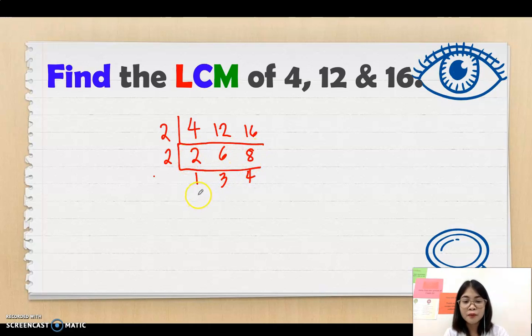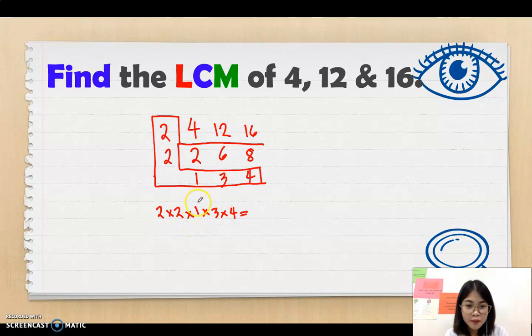So there's no common factor between 1, 3, and 4, so you can now multiply the prime divisors and the last quotient. So we have 2 times 2 times 1 times 3 times 4. So that is 4 times 1 is 4, times 3 is 12, times 4 is 48. So the LCM of 4, 12, and 16 is 48.